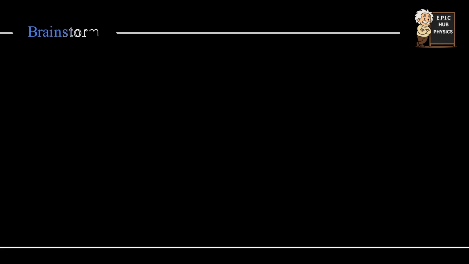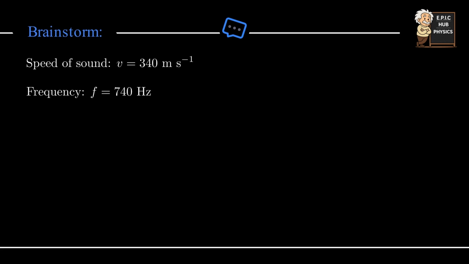Now let us think through the solution step by step. First, identify the quantities given. The speed of sound is 340 meters per second. The frequency of the sound wave is 740 Hz. For a tube closed at one end, the relationship between tube length and wavelength of the fundamental note is tube length equals wavelength divided by 4.